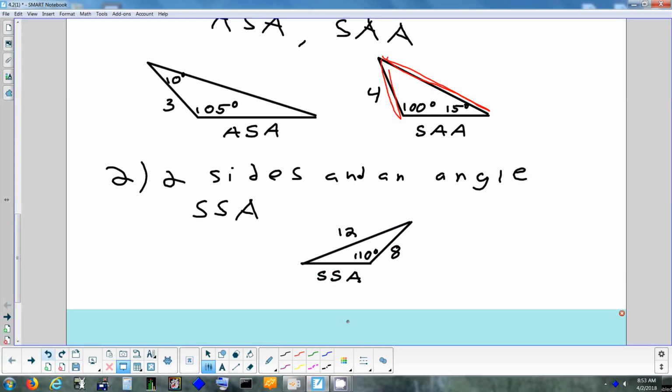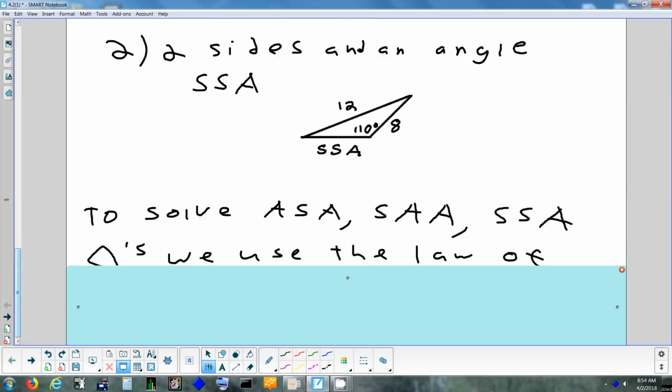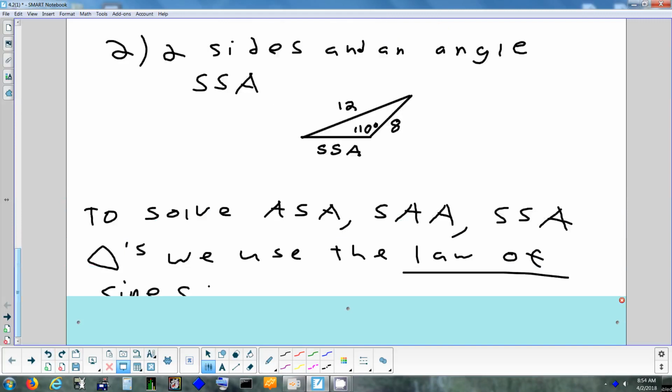Okay, as far as abbreviations, ASA, you can write it forwards or backwards. It's really the same thing. If you write AAS instead of SAA, that's fine. SSA, I prefer you write it in that order. It's just nicer. Okay. We'll be polite. Okay, so to solve any of those 3 types of problems, we're going to use the law of sines.